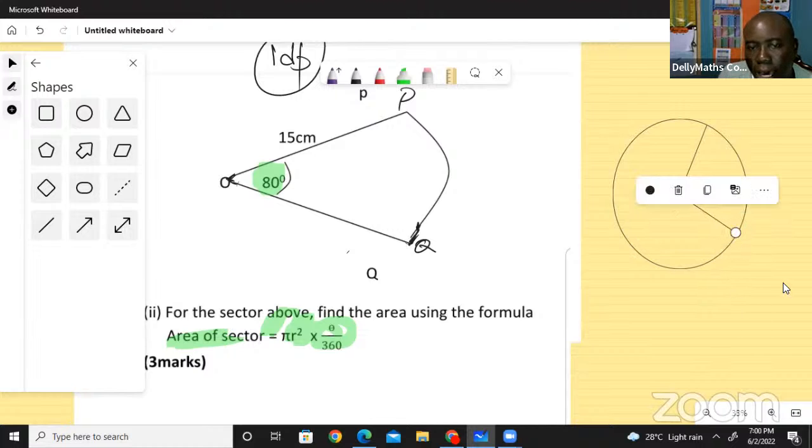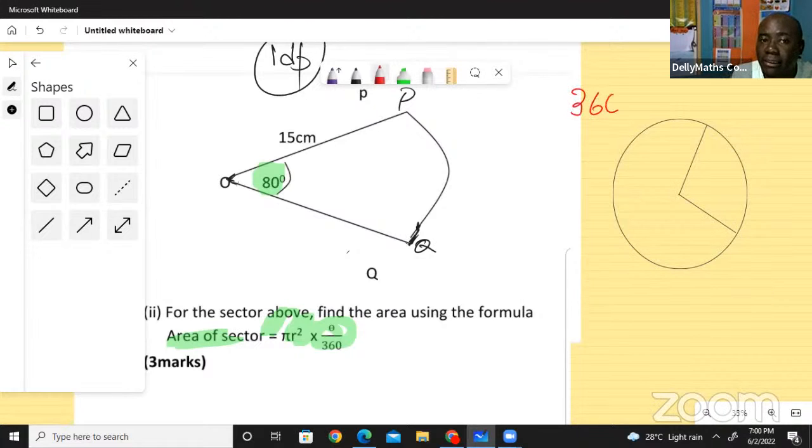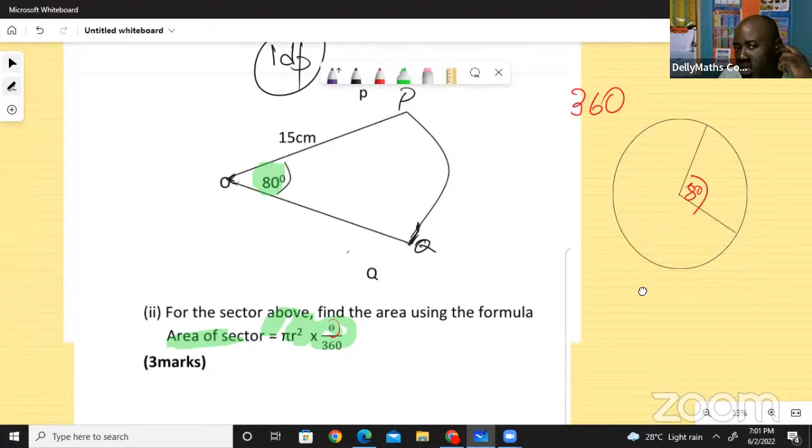I'm saying to you that the sector comes from the center of the circle. So you will definitely see that the total degree in a circle is 360 degrees. And that is why we're saying that the sector, like this 80, is like 80 out of the 360. That's why the formula always has that there. Anything you get here will go over the 360 because a circle's total degree is 360.